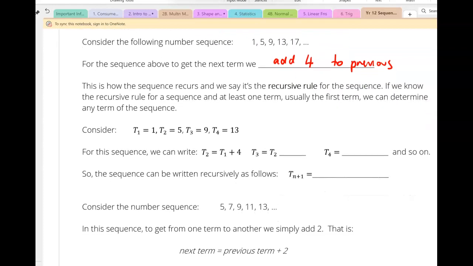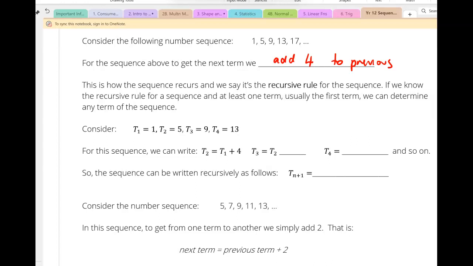Like I said, our focus today is on recursive rules. When we define a sequence recursively, what that means is, how do I use my previous term to get the next term in the sequence? It's almost like an algebraic representation of that, using my T's in an algebraic format. And so we're going to develop the sequence 1, 5, 9, 13, etc.